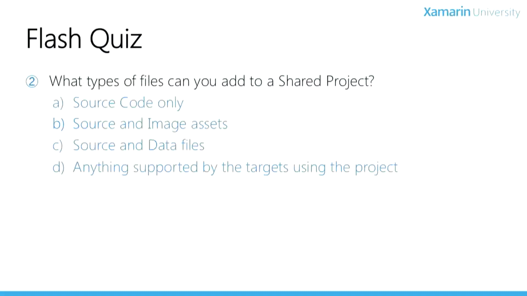Question 2. What types of files can you add to a shared project? A, source code only. B, source and image assets. C, source and data files. Or D, anything supported by the targets using the project.